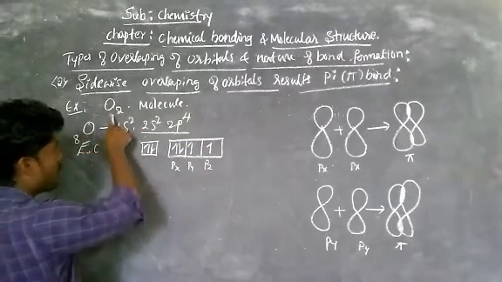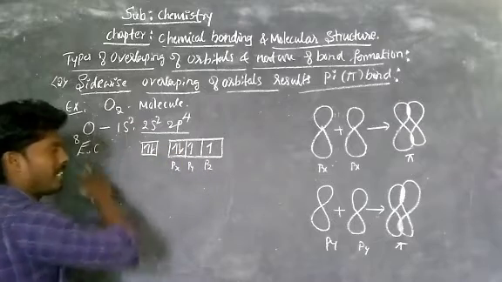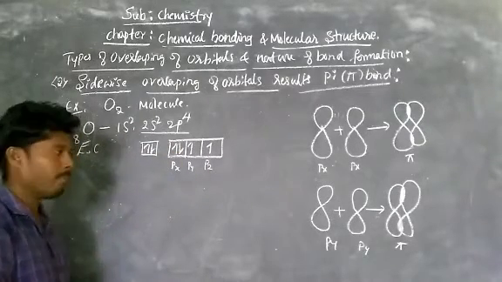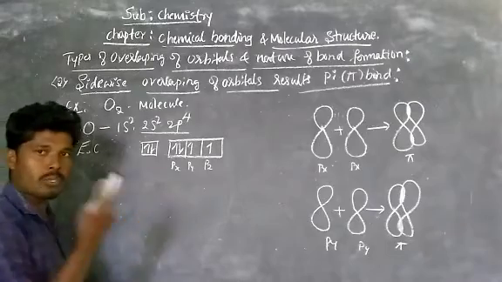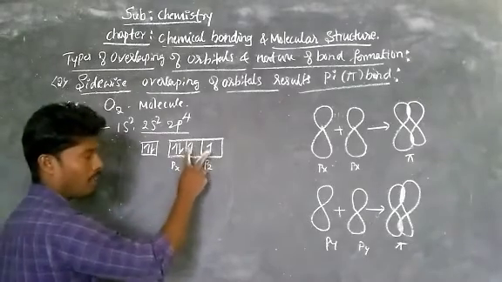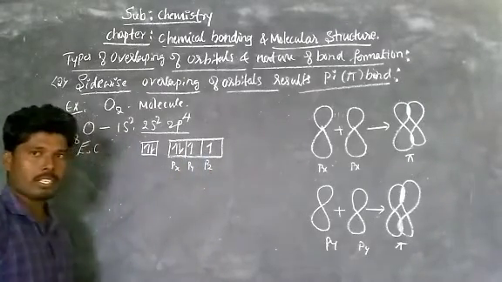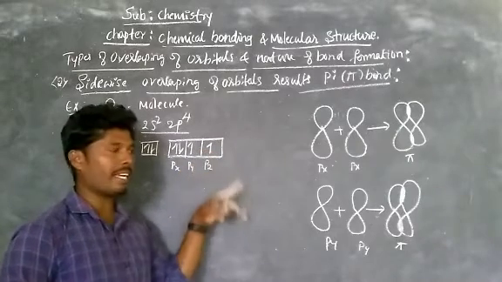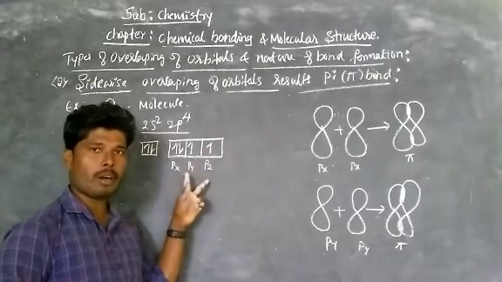Now similarly for the second oxygen atom, it is the same. No need to repeat two times. Okay, it is enough to write one time. Now here there are 2 unpaired orbitals, or single electron orbitals. These two only participate in the formation of bond.